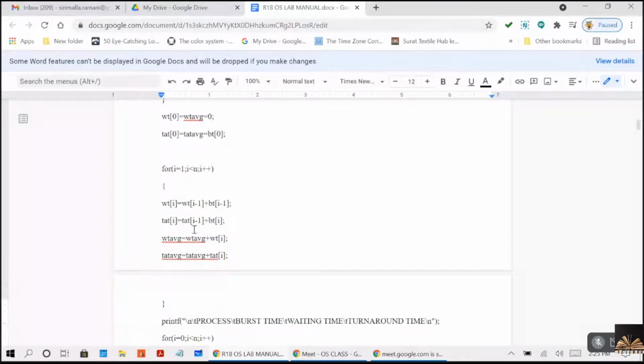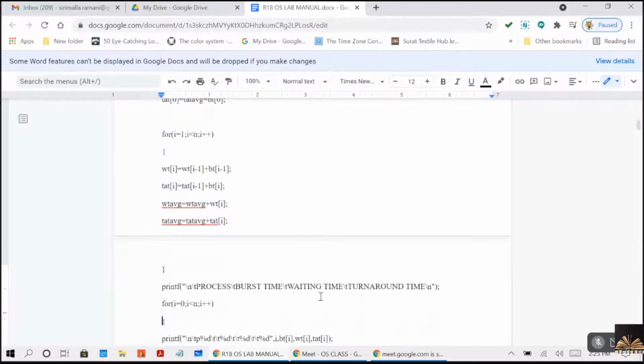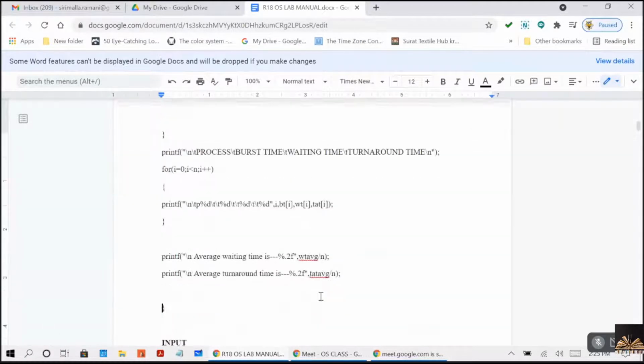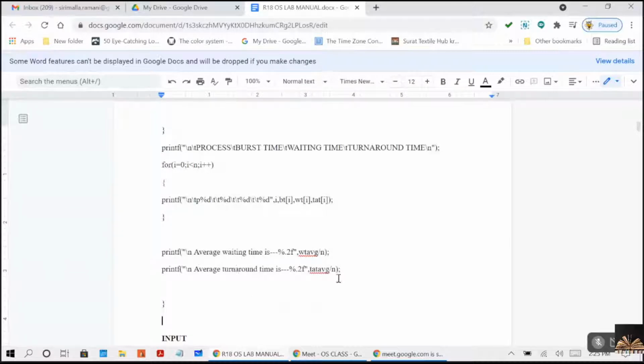For the average waiting time and average turnaround time, we add the waiting times of the jobs iteratively: the first job contributes 0, then we add the waiting times of all the remaining jobs. Turnaround time is done in the same way. While printing, we divide by n, the number of jobs. So this is the simple program.